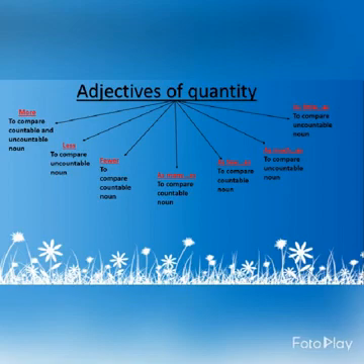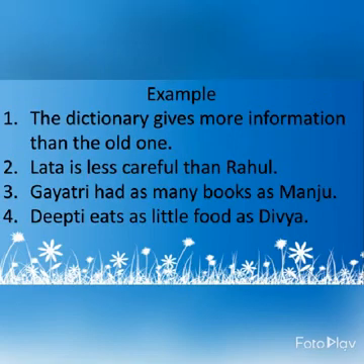So let's see the examples. Here I have written, the new dictionary gives more information than the old one. Here I have compared the new dictionary with the old one. So here I have not used any comparative adjective. Here I have used the word more. So more is also used to show that we are doing a comparison.